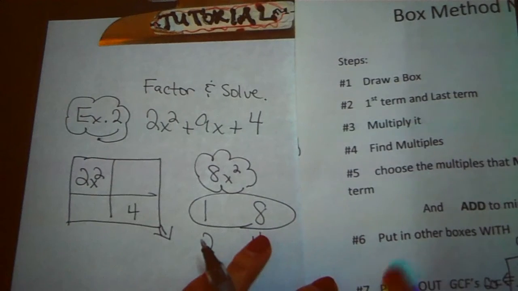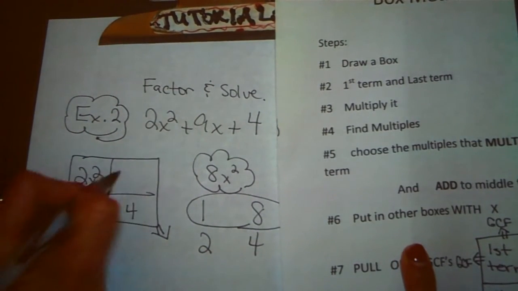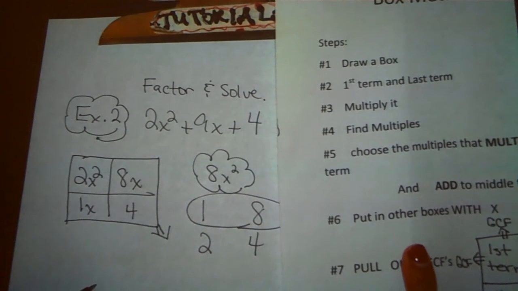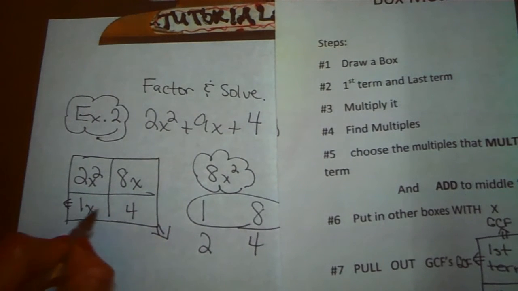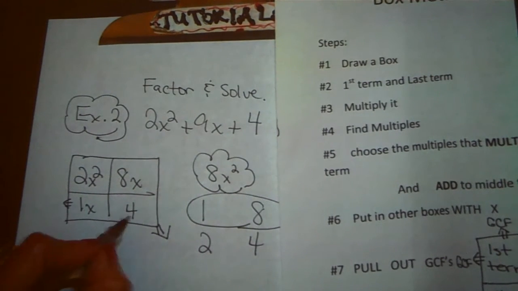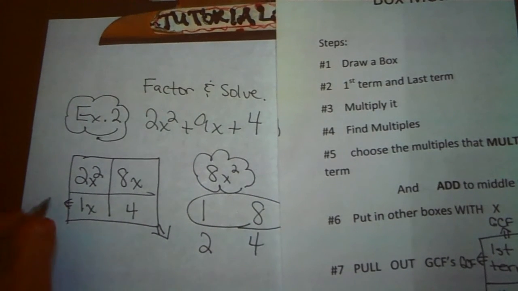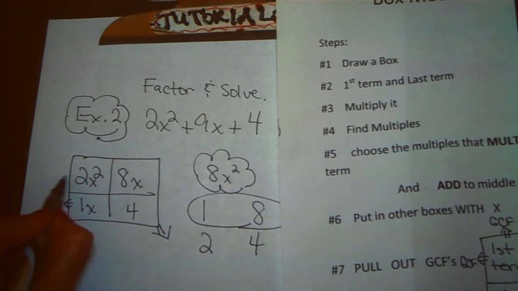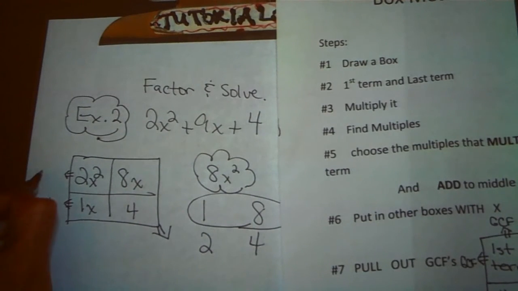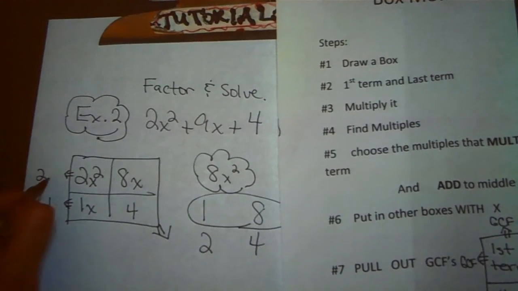So now step 6, put in the other boxes with the x. So 1x and 8x. Now, step 7, we're going to pull out GCFs going this way. The greatest common number out of 1 and 4, there's not a common number, so it would be 1. There's not an x here, so it wouldn't be a letter. Pulling out this way, the greatest common number between 2 and 8 is 2, and there is a common letter in both terms, which is x.